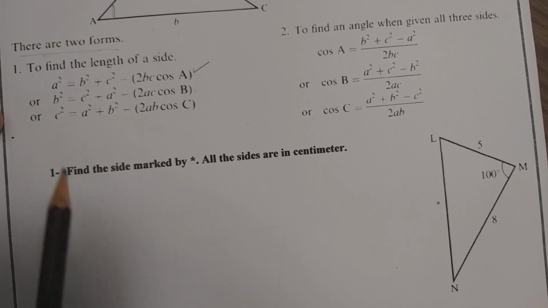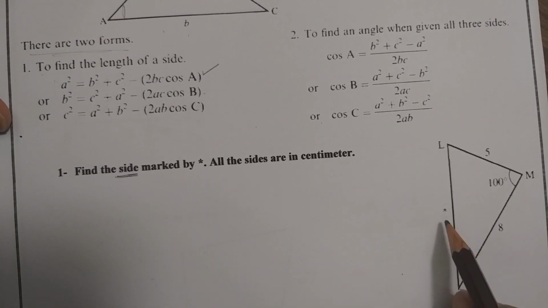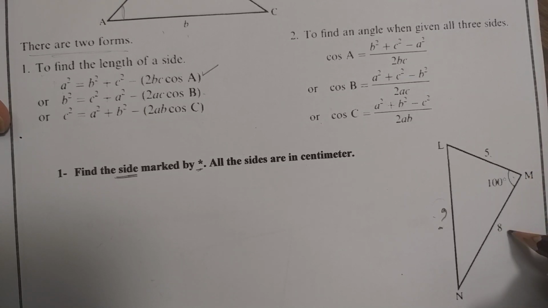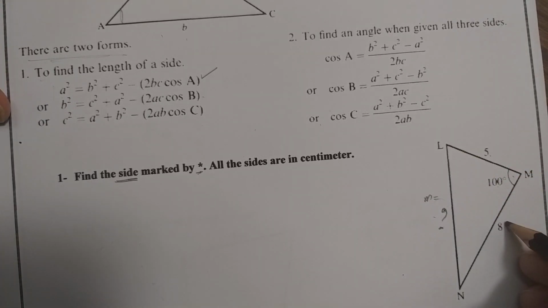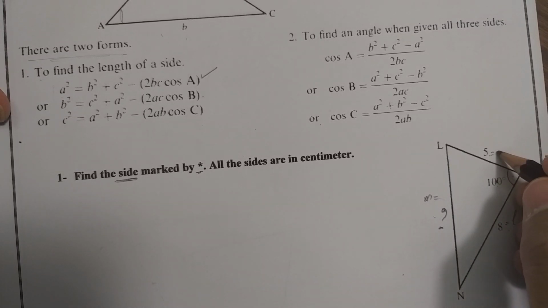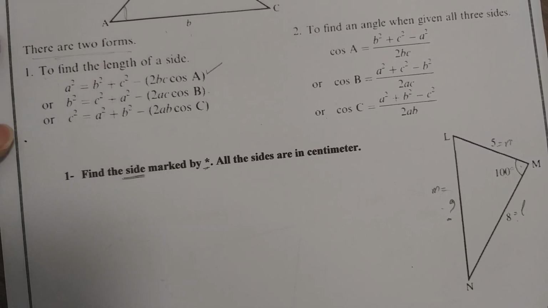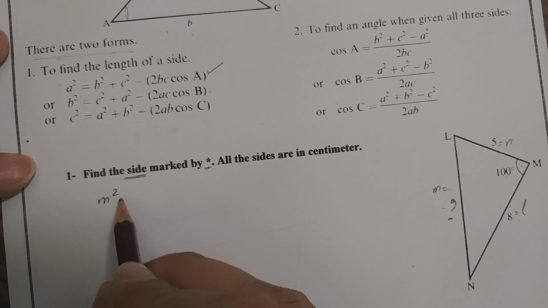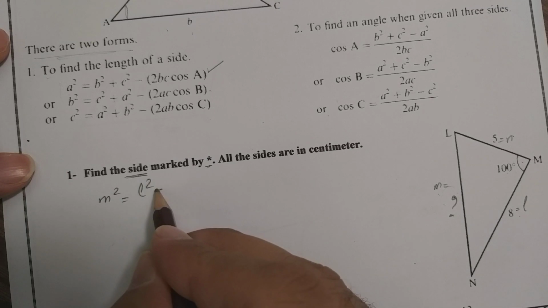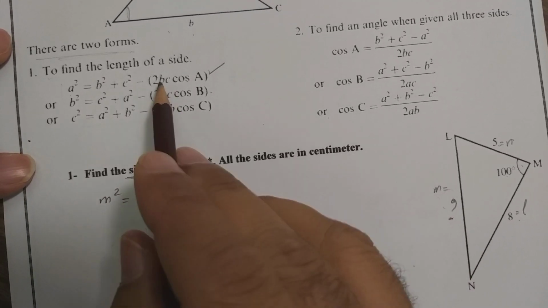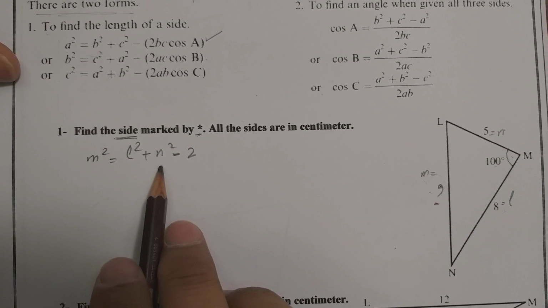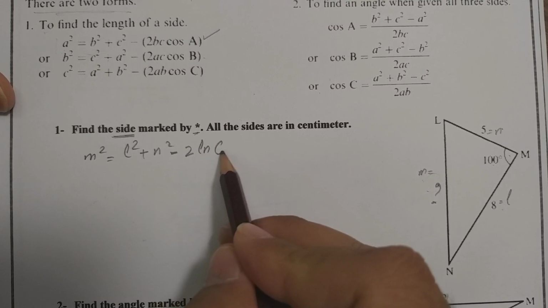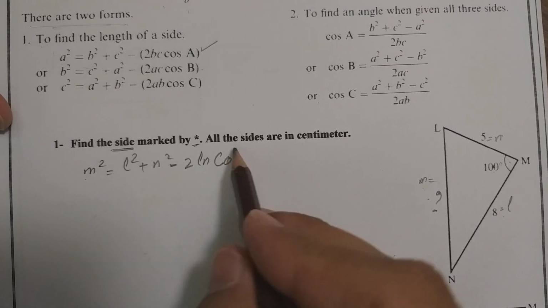Now in this question, you should remember the formulas. It said find the side length, which is marked by the star. We are given side angle side, which means we can apply the cosine rule. This is m, what we need to find, and this is small l, and this is small n. So I'm taking m squared equals the rest of the sides squared, l squared plus n squared, minus 2ln cos, and the angle given is M, because we are finding side m.